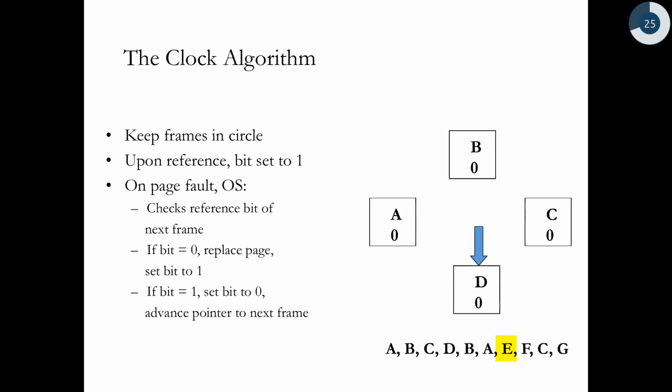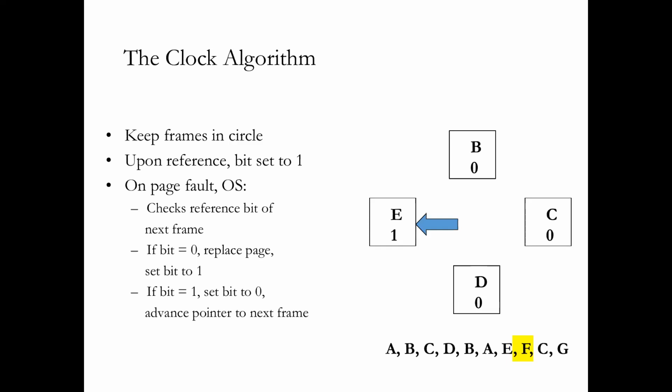And then you see, if bit is 0, replace page and set bit to 1. So that's exactly what happens. Because A was 0, now we can finally replace it because we already went through the entire round, and we already set the bit from 1 to 0. So now page A has to be kicked out. Page A is kicked out and we bring page E and bit is set to 1.